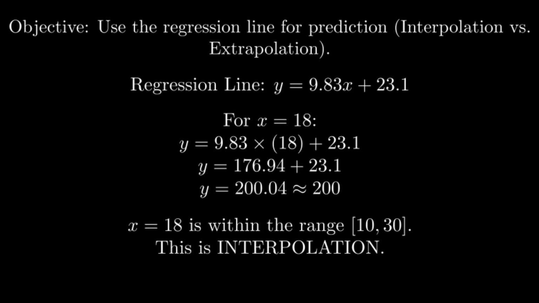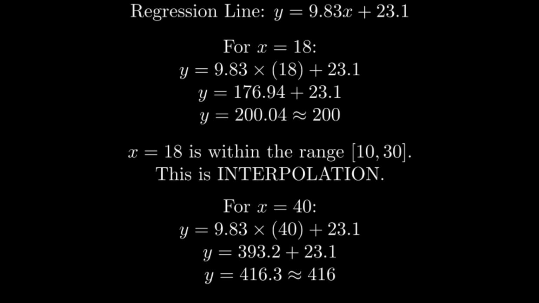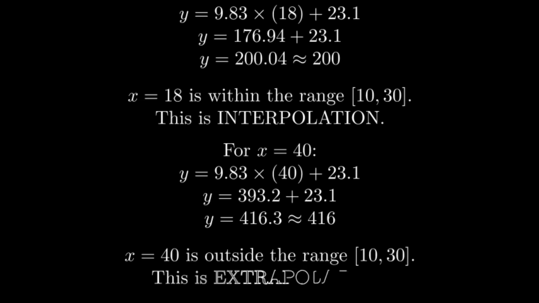What if we want to predict y for an x value far outside our data range, say x equals 40? We do the same calculation, 9.83 times 40 plus 23.1, which gives us about 416. Because 40 is outside our original data range, this prediction is called extrapolation. We are estimating a value beyond the bounds of our observed data.